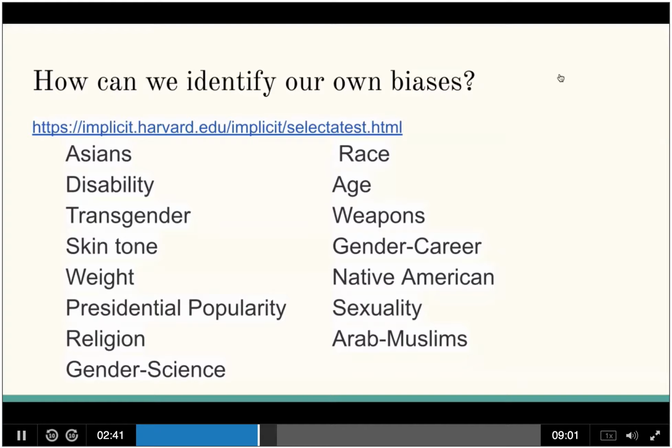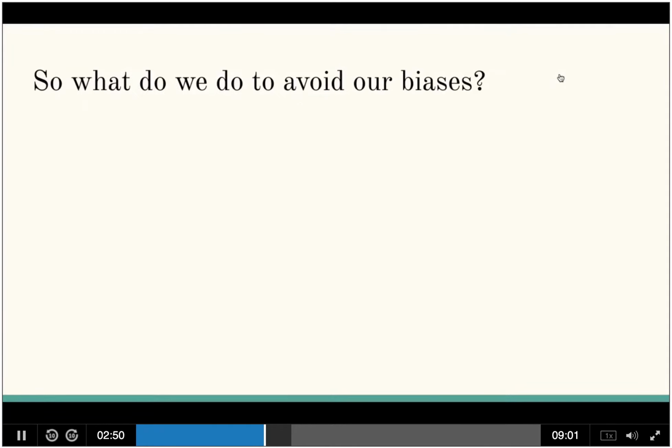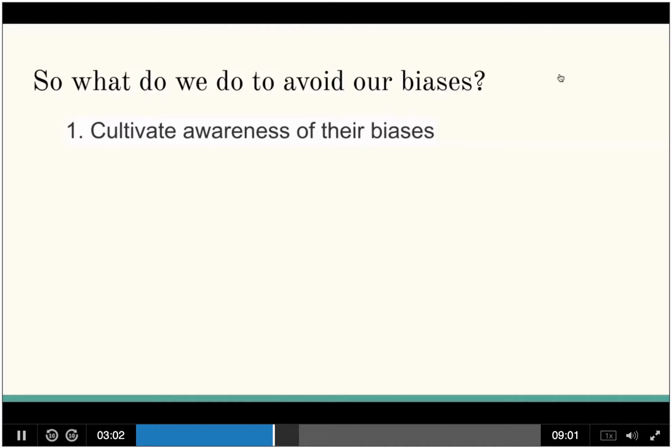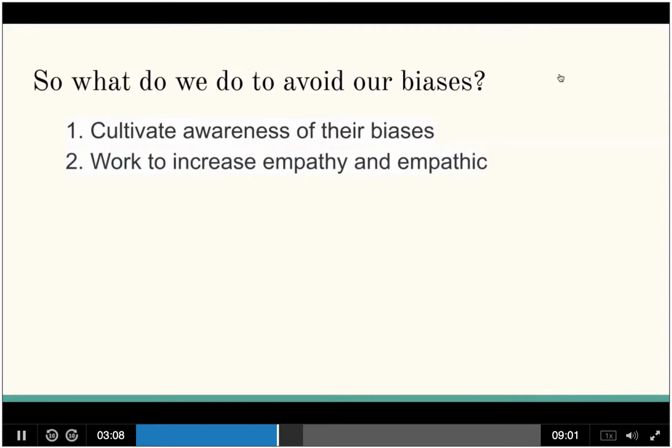Now, we cannot always change who we are or those biases that are built into us from our own experiences. So, what can we do to help avoid our biases and help our students reach their full potential? The first thing we can do is cultivate that awareness. We can work on learning about our biases and know what they are. Second, we can work to increase empathy and empathetic communication by using those good I statements and talking to our students and using our circles. We can build both of those very well.